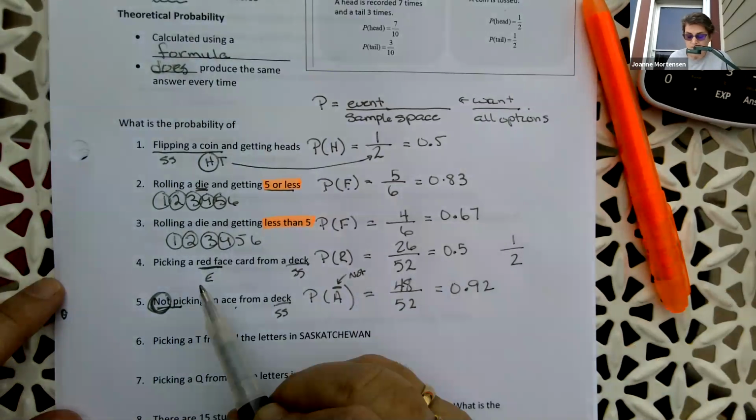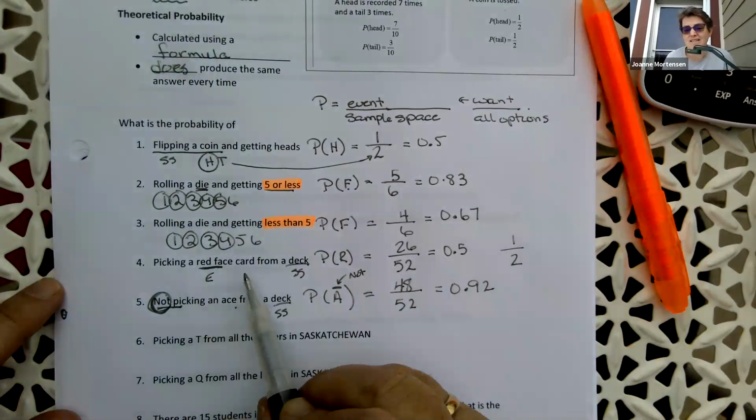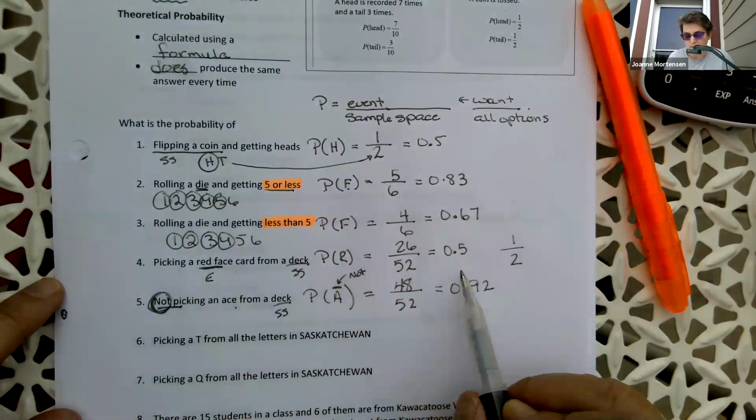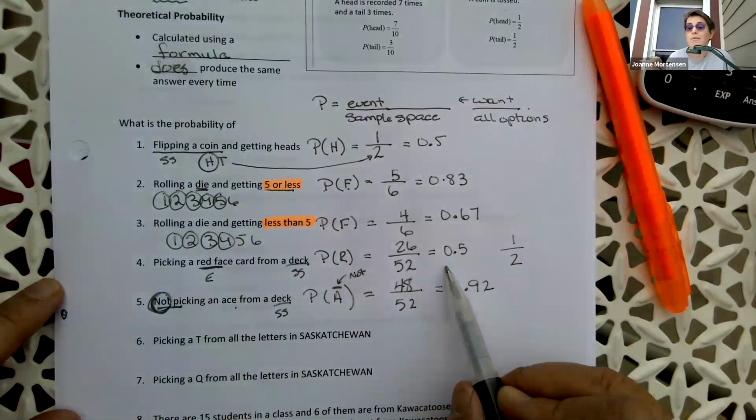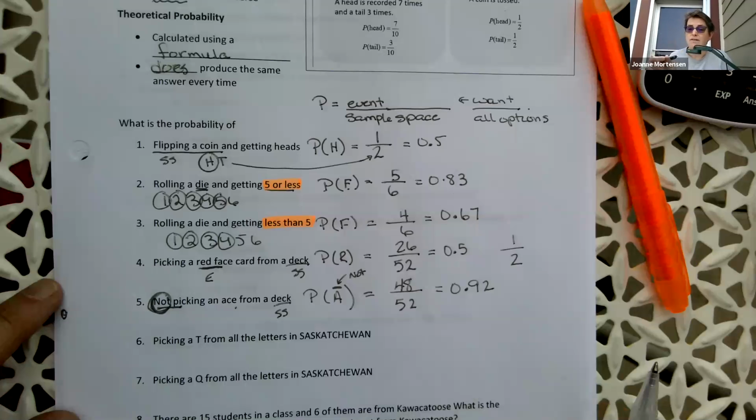Picking a red card from a deck. Well, there's lots of reds, there's lots of blacks. 0.5 seems pretty reasonable. Remember, probability always ranges between 0, which is not likely to happen, and 1, where it's certain to happen.